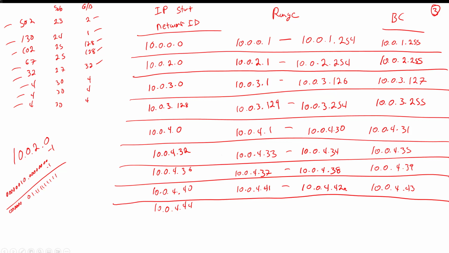All right, so we're done. So again, what we normally want to do is double check. We look at our ID, make sure the starting range is 1 addition. So 0.0 and 0.1, 2.0 and 2.1, 3.0 and 3.1, 3.128 and 3.129, 4.0, 4.1, 4.32, 4.33, 4.36, 4.37, 4.40, 4.41. We're good. Always double check your work because it's really common to do a quick little typo and it throws everything off. So that's subnetting.